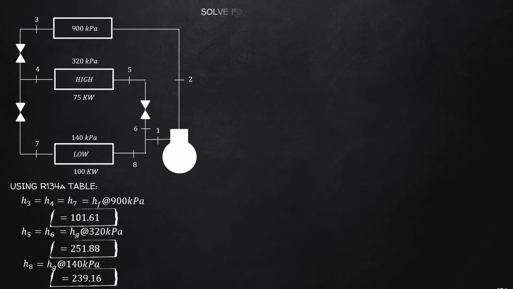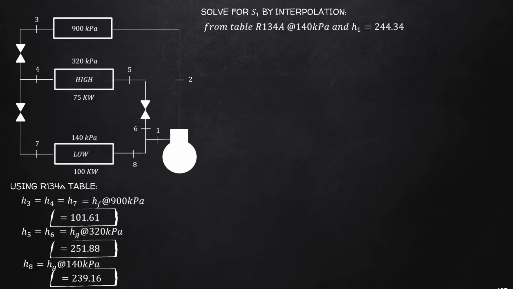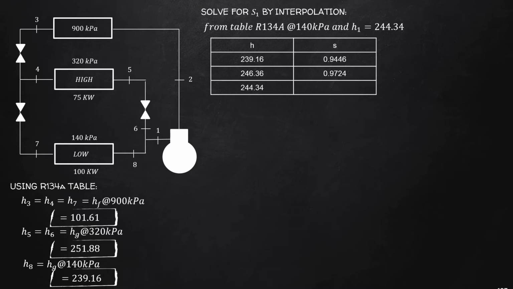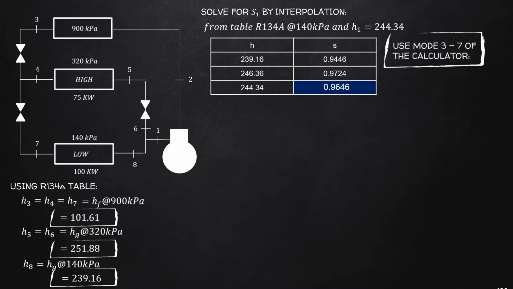We will now solve for the entropy at state 1 using interpolation. From our 134A table, at 140 kilopascal and H equals to 244.34, the values are listed in the table. To interpolate the given values, use mode 37 of the calculator. And we got the answer, which is equal to 0.9646. State 1 and 2 are isentropic, therefore their entropies are equal.